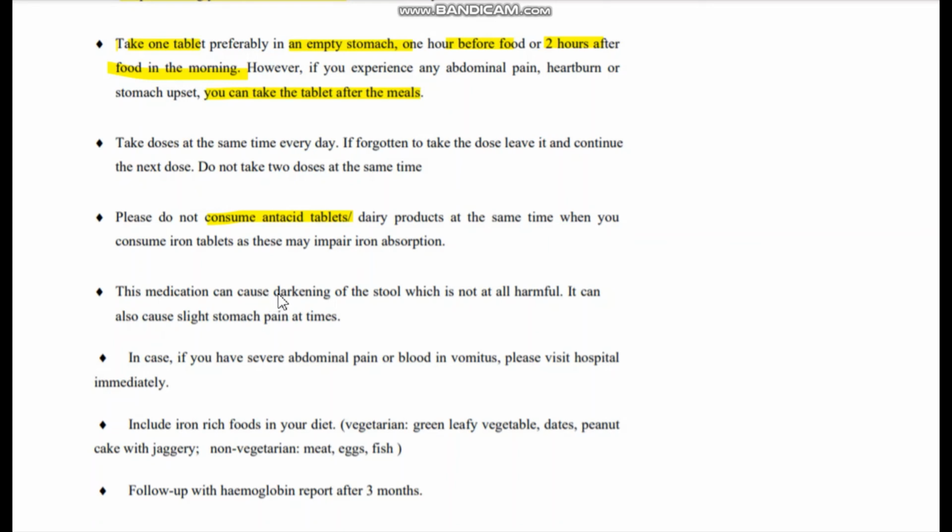This medication can cause darkening of the stools, which is not at all harmful. It will also cause some slight stomach pain at times, so that will be normal. Don't worry about that. Now, if you have severe abdominal pain or blood in the vomitus, please visit the hospital immediately. If there are excessive side effects, then you have to come back and visit the hospital immediately.